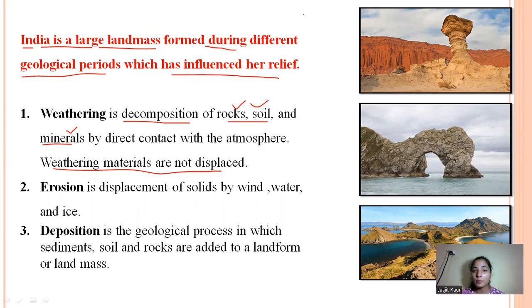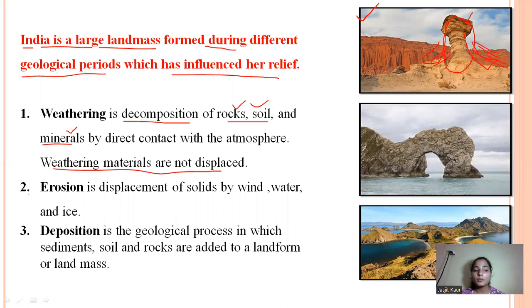So this is the example of weathering. This kind of structure is formed by weathering, when there is direct contact with the atmosphere. The structure or thing will remain at that place only, but there is a decomposition of the material when there is direct contact with the atmosphere. So the other material will be decomposed into the earth's surface.